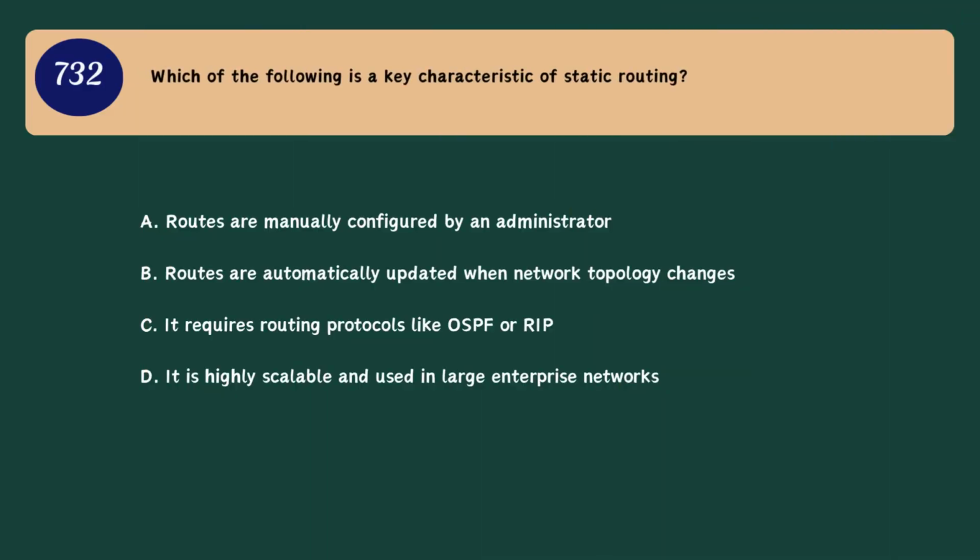Question 732. Which of the following is a key characteristic of static routing? A. Routes are manually configured by an administrator. B. Routes are automatically updated when network topology changes. C. It requires routing protocols like OSPF or RIP. D. It is highly scalable and used in large enterprise networks.